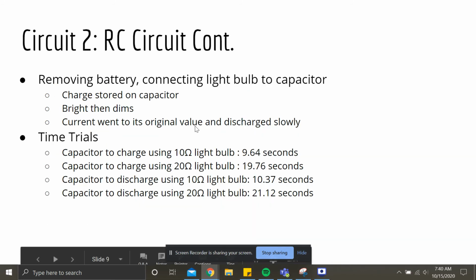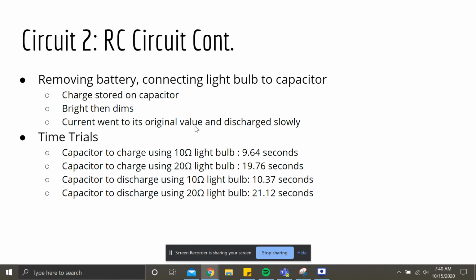Next, we removed the battery from the circuit and connected the light bulb to the capacitor. There was still a charge stored on the capacitor, meaning the same situation happened where the light was bright and then dimmed as the current that went through the circuit went back to its original value and then discharged slowly.